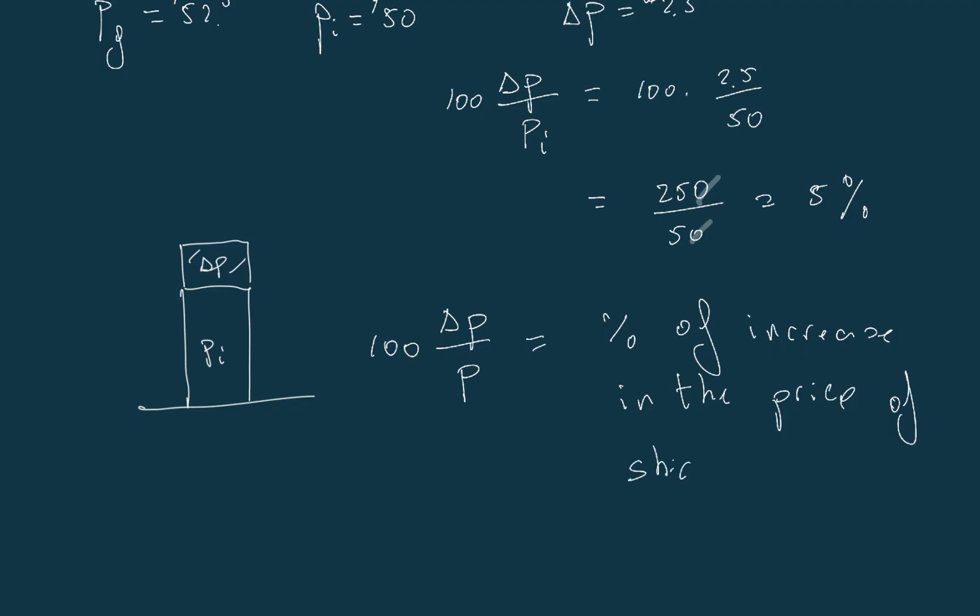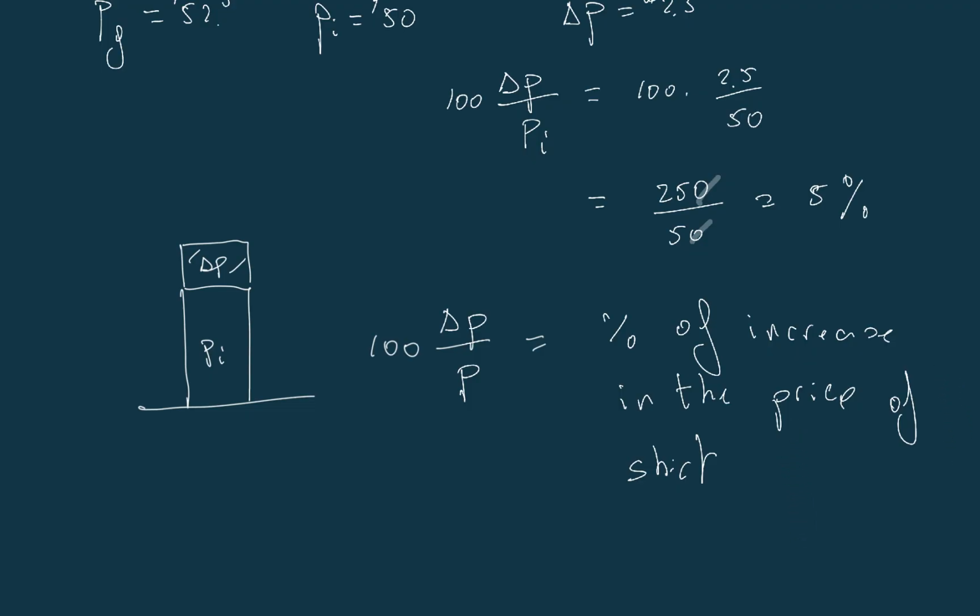And what are the units of this percentage? The price is in dollars. The change in price is in dollars. So dollar divided by dollar has no units. So this percentage has no units. And the advantage of working with no units will be very useful when we study the elasticity of the demand.